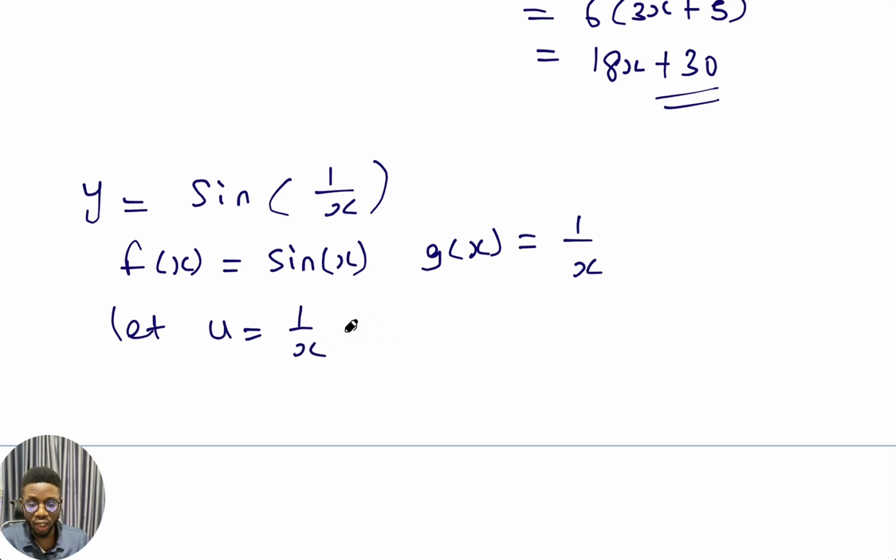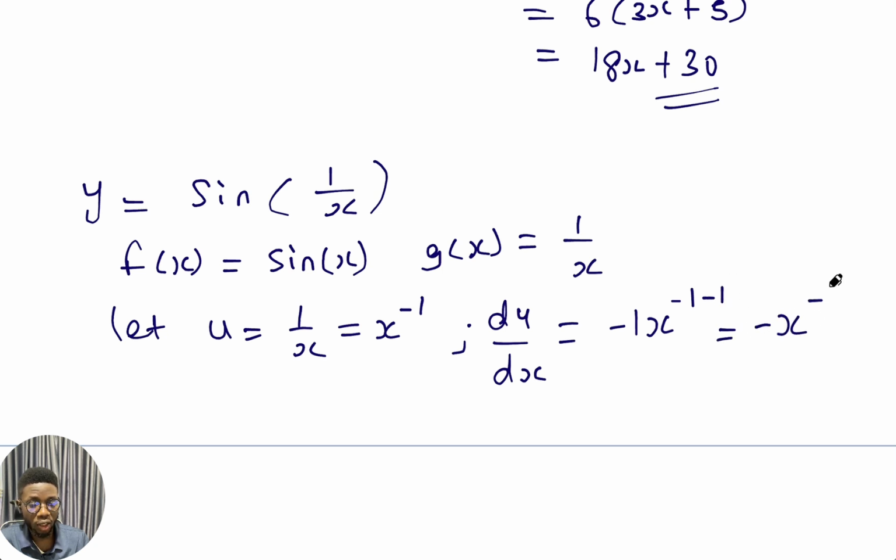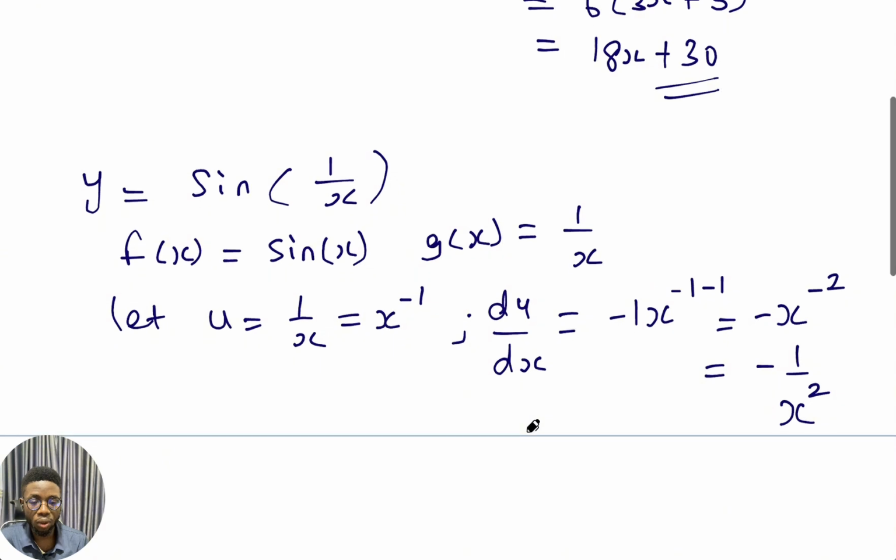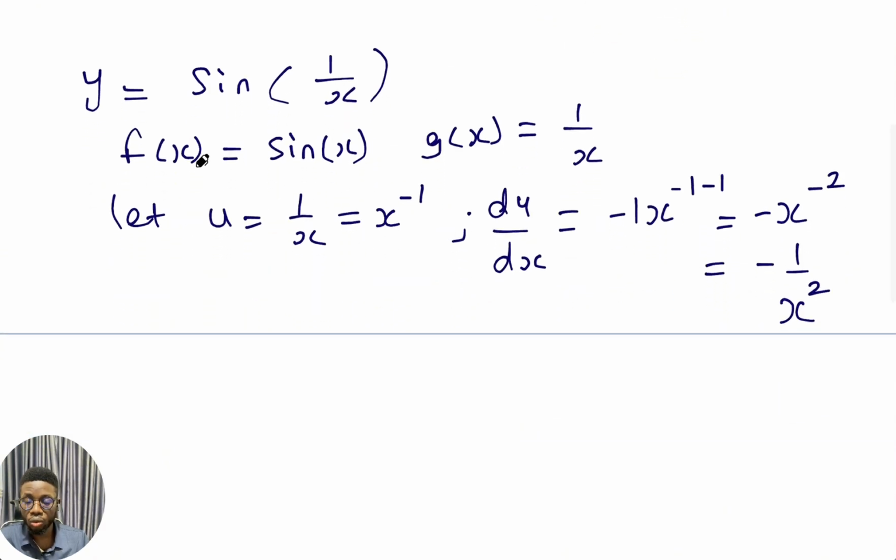Now if u is 1 over x, this can be written as x to the negative 1. So if you write that, that implies that the derivative of u with respect to x is now going to be negative 1 multiplied by x to the power of negative 1 minus 1, which eventually will give us negative x raised to the power negative 2. And you can write this in fraction form as negative 1 divided by x squared. So the next thing we're going to be needing to do here is to rewrite this function out. So y is now going to be equal to sine of u, where u is now 1 over x. So this will be sine of u.